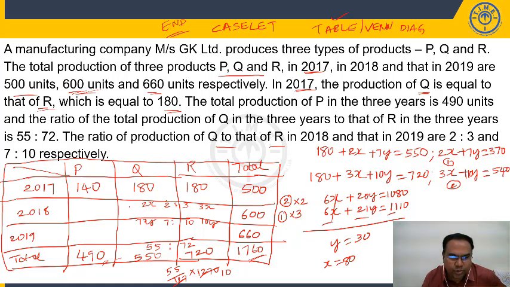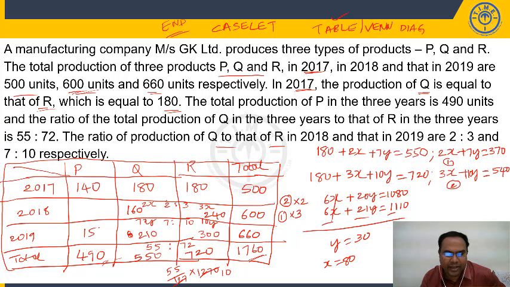Substitute here, 80 into 2 is 160, 80 into 7 is 560. How much? This is x here, right? 3x. So 80 into 3 is 240. Right? So x value is 80, 80 into 2 is 160, 80 into 3 is 240. Y is 30, right? 7 into 30, 210, right? 10 into 30, 300. So this is 510.